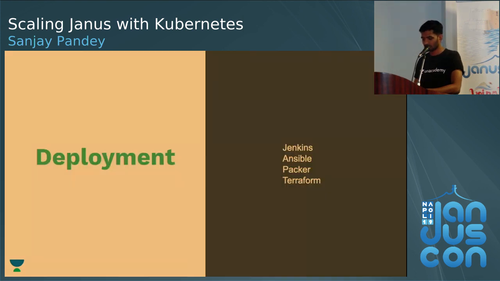Now the deployment part. We managed the deployment pipeline using Jenkins, Ansible, Packer, and Terraform. Jenkins for making the pipeline, Packer for making the Docker images and the containerization part, and Ansible for handling the AWS resources.